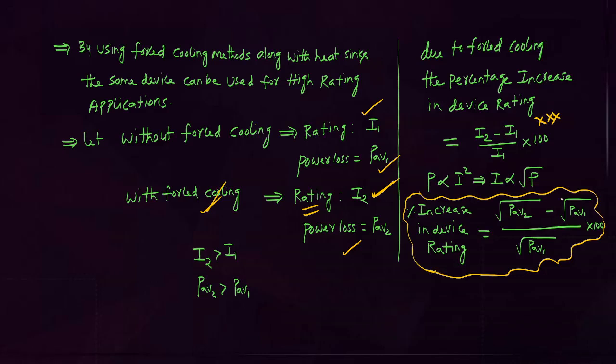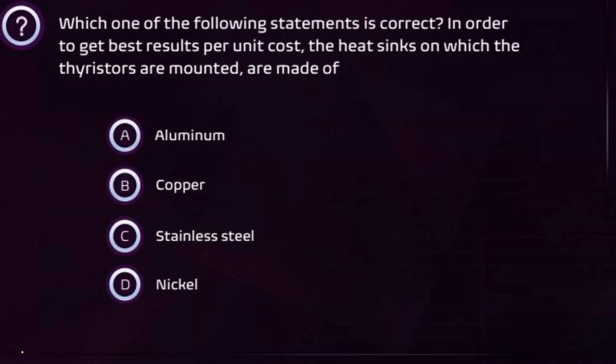But this current I am writing in terms of power, because P is proportional to I square, so I is proportional to root P. I2 is replaced by root PAV2, and I1 is replaced by root PAV1. The percentage increase is (root PAV2 minus root PAV1) by root PAV1, into 100. This is the percentage increase in device rating due to forced cooling. That is, by providing efficient cooling methods, the same device can be utilized for high rating application. Then I have given some problems here.